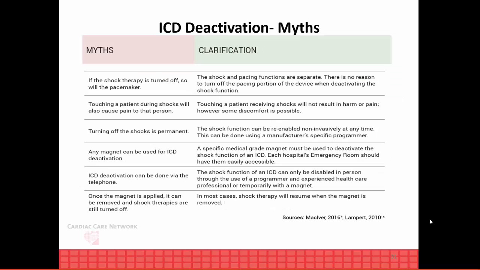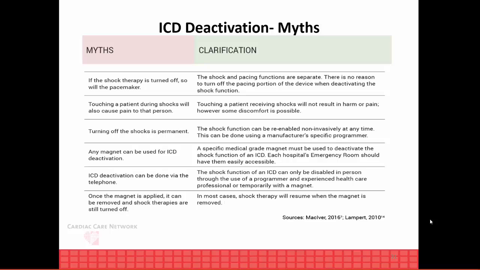So more ICD deactivation myths. Remember that the shock portion and the pacemaker portion are separate parts of the device that are programmable independently, so that we can turn off the defibrillator portion and the pacemaker function remains active. If you touch a patient while the patient is receiving shocks, you may feel some tingling. If you're doing CPR, which we'll talk about in a bit, the wearing of gloves will help prevent that sensation to you, but it will not result in harm to you.